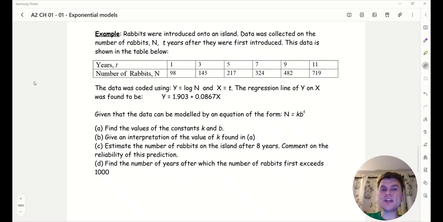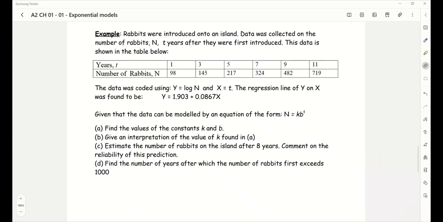There is a regression line of y on x that was found to be y equals 1.903 plus 0.0867x. Given that the data can be modelled by an equation of the form n equals kb to the power of t, part A, find the values of constants k and b.